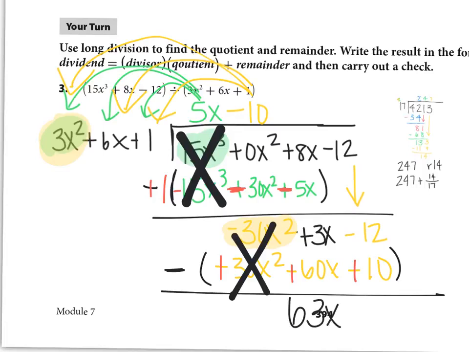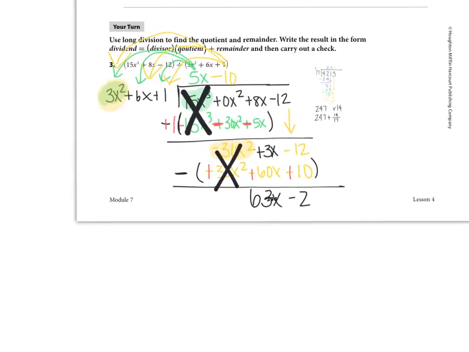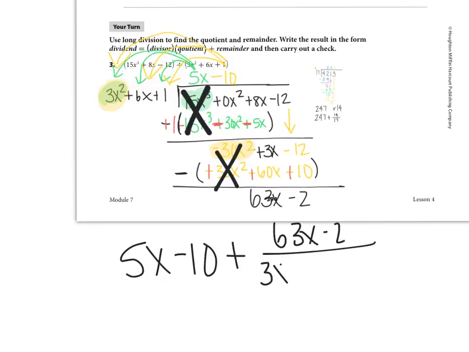And my negative 12 and my 10? Okay. Do I keep going? That's the remainder. So that 63x minus 2, that part is my remainder. So then I can write my final answer as 5x minus 10 plus (63x minus 2) divided by (3x squared plus 6x plus 1).